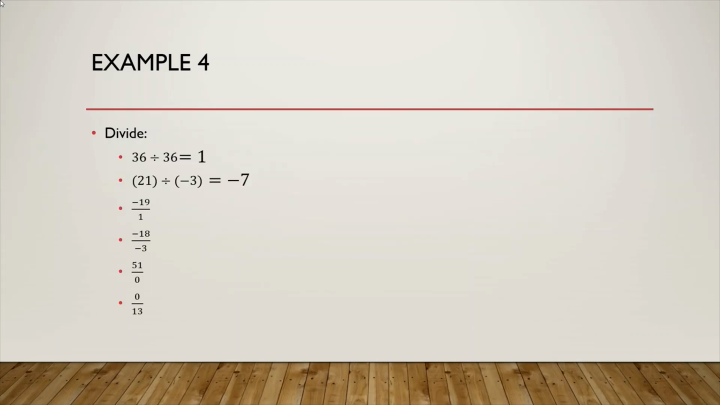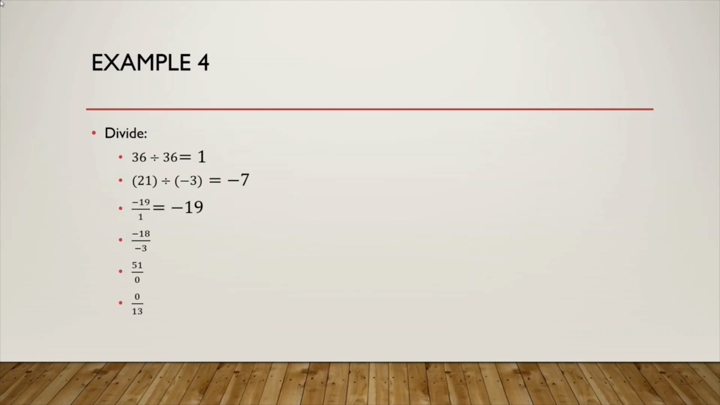The fraction bar, I'm introducing it here, but the fraction bar is the same as division. So negative 19 over 1 is the same as negative 19 divided by 1. That's going to give you 19, because when you divide anything by 1, you just get the anything. So it's going to be negative 19.